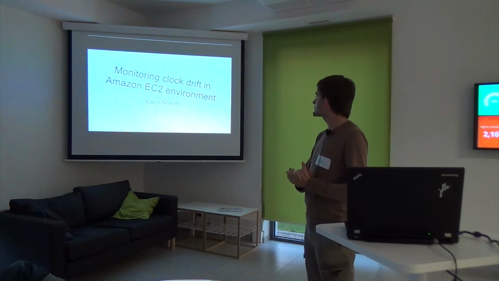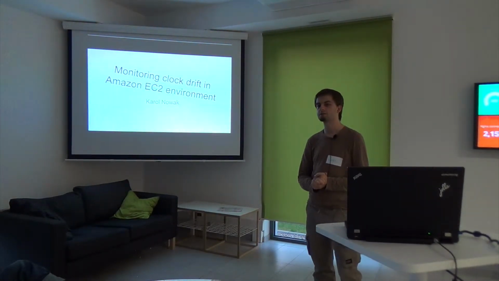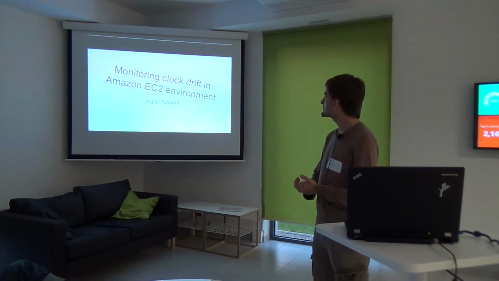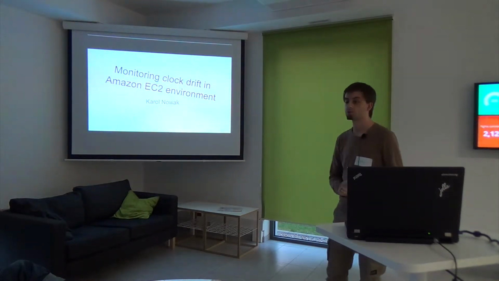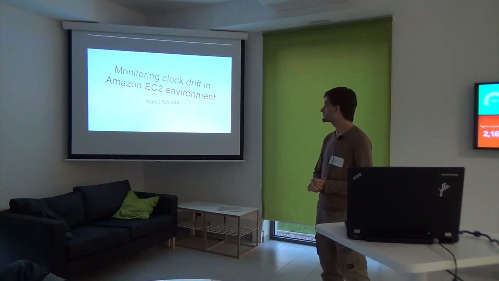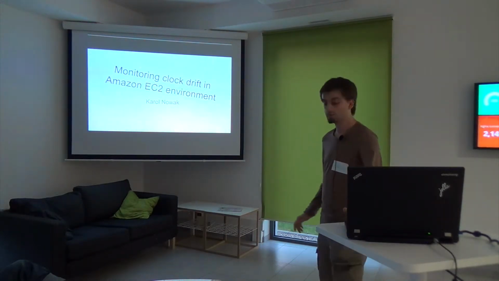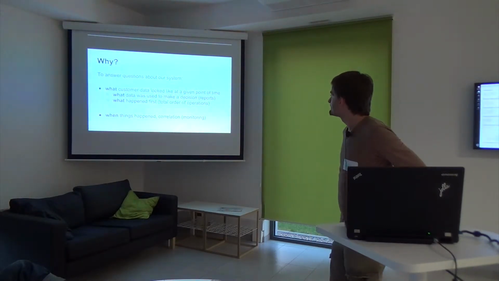So, monitoring clock drift in Amazon EC2 environment. It was supposed to be a very short lightning talk, basically based on like 3 graphs. But then I realized that maybe it needs some explanation as to why you actually may want to monitor clock drift or clock accuracy in your system. So, why?